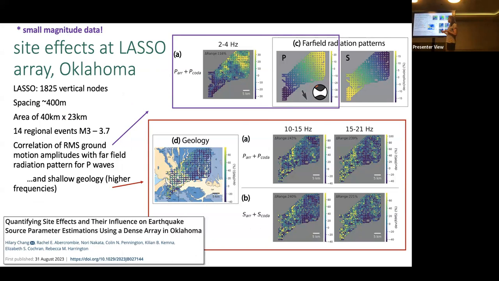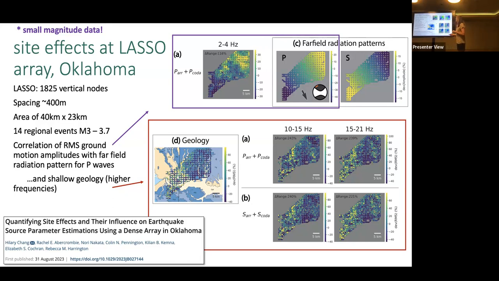And here we see, so the previous example was kind of just observationally, totally empirical. We saw some side effects. Here, they're proposing that the observed effects correlate either with the far field radiation. So this is the P waves coming across the array, again with the yellow being the large ground motions and the purple being the smaller ground motions. And they look visually really similar to this far field radiation pattern for P.